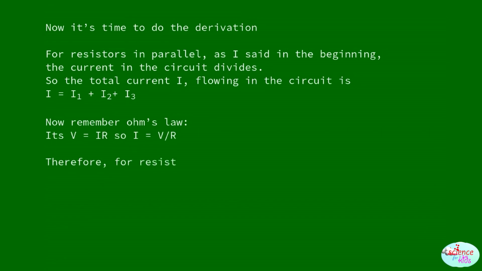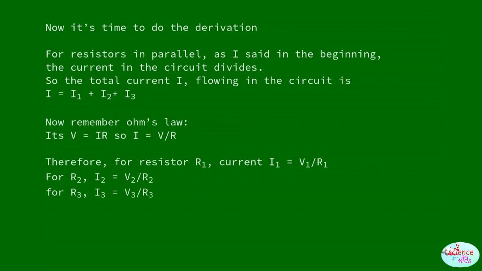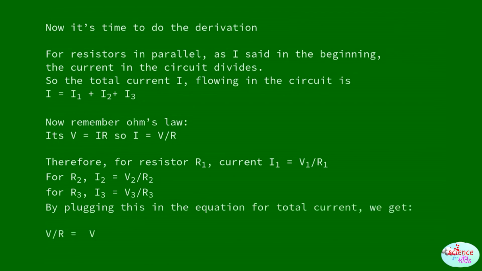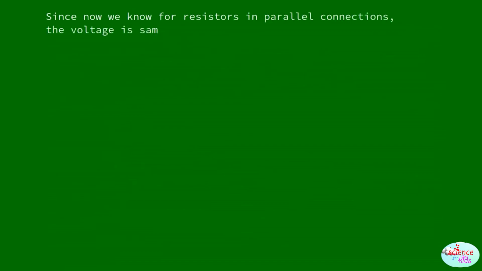Therefore, for resistor R1, current I1 will be V1 over R1. For R2, it will be V2 over R2. For R3, it will be V3 over R3. By plugging all this information in the equation, for total current we get V over R is equal to V1 over R1 plus V2 over R2 plus V3 over R3. Since now we know for resistors in parallel connection, the voltage is same for all resistors, it can be cancelled out.